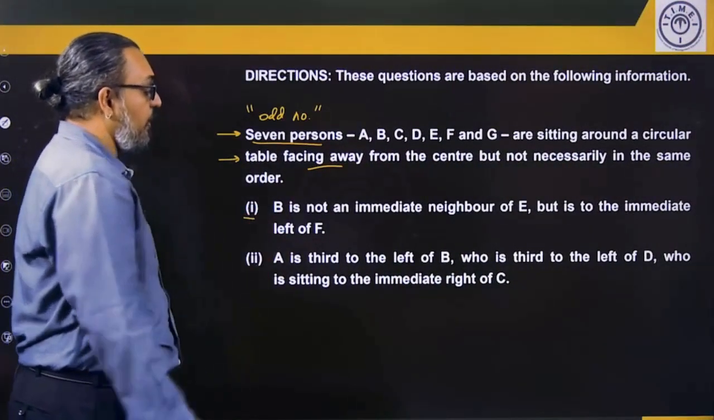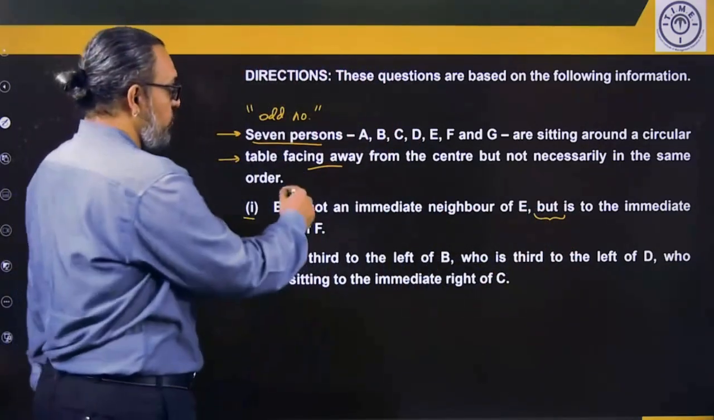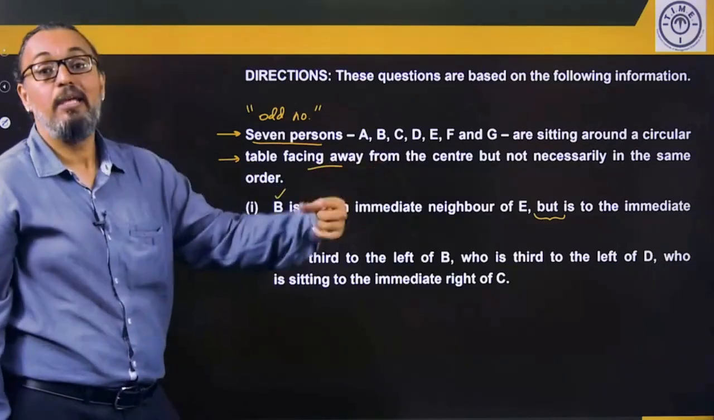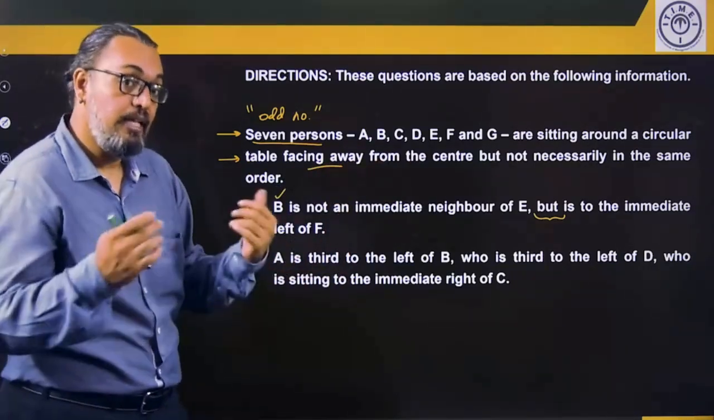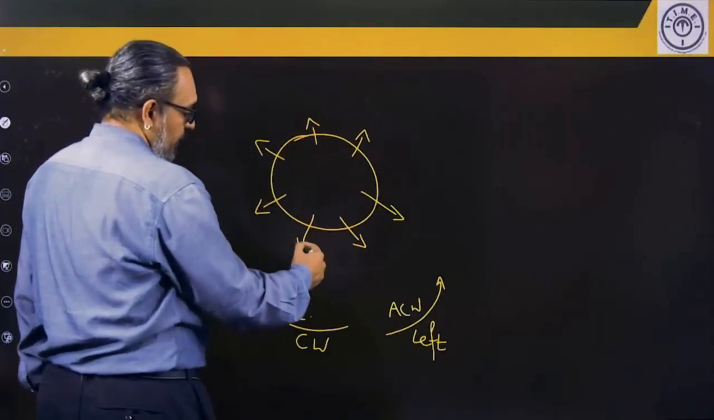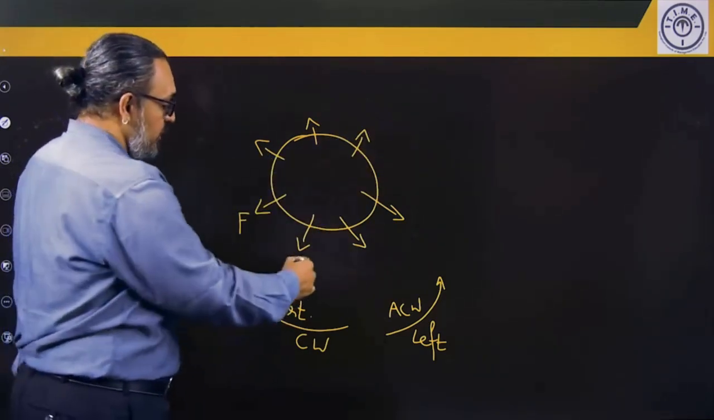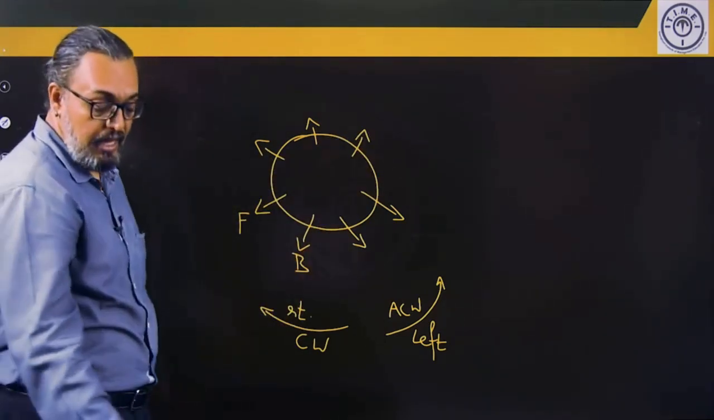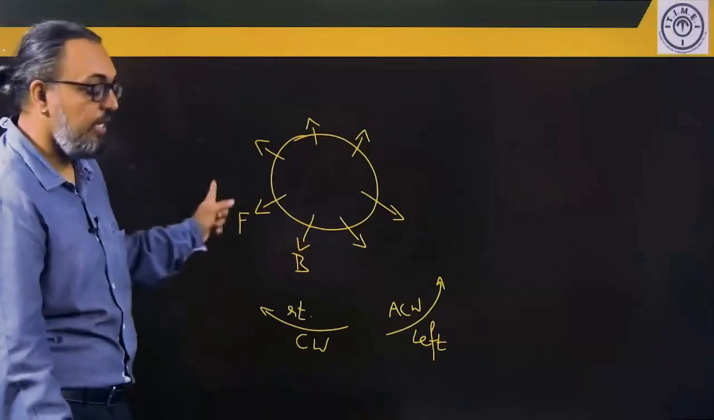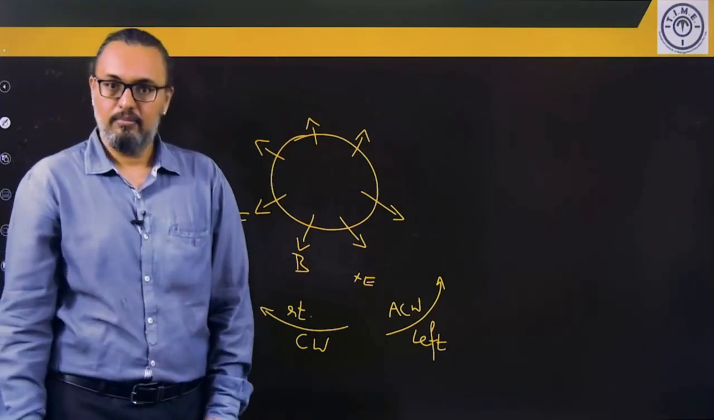Now, let us see the conditions. The first one says B is not an immediate neighbor of E, but, and "but" refers to the first person in the sentence, is to the immediate left of F, meaning B should be immediate left of F. So, first I will fix F, then immediate left of F I need B. You can fix F in any one position. We know left is anti-clockwise. So, we have B immediate left of F, and he also said that B is not an immediate neighbor of E. So, one immediate neighbor you already have is F, the other immediate neighbor cannot be E. That is the first line.